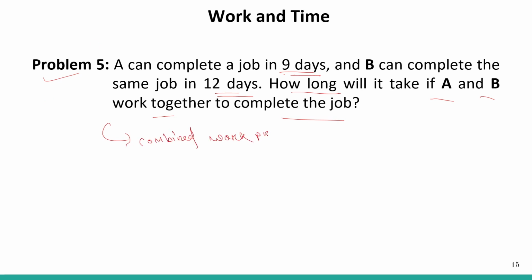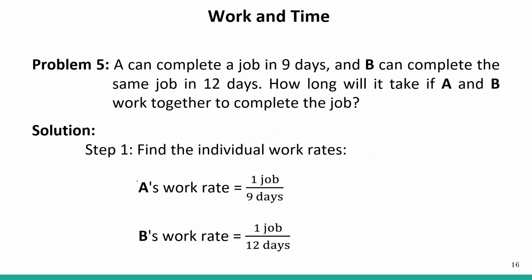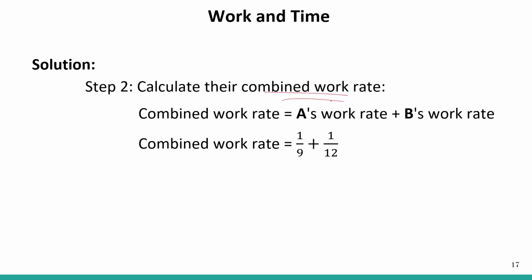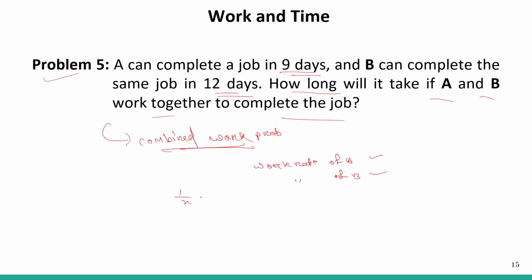Let's get a rough sketch of what we are going to do. We'll calculate the work rate of A and the work rate of B individually, and then calculate their combined work rate. The combined work rate is calculated as 1 by x plus 1 by y. We have already discussed this in the previous lectures, right? So it will be 1 by 9 plus 1 by 12, which is equal to... 12. So this is 4, this won't be 12. This will be what?